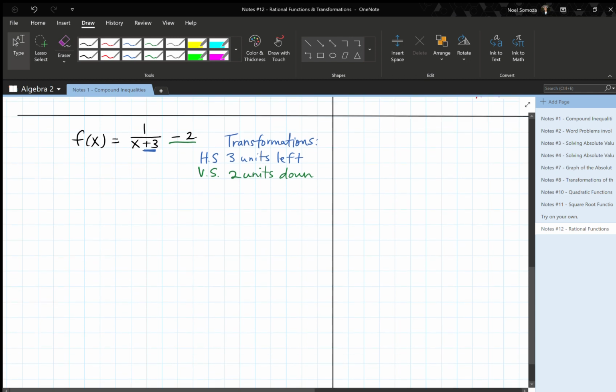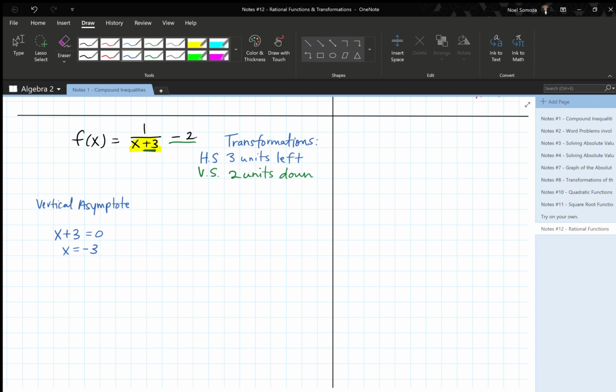Okay, so if I'm looking for the vertical asymptote here, what are we going to set equal to 0? We're going to set the whole denominator equal to 0 to help us find that vertical asymptote. So x plus 3 equals 0. Therefore, we get a vertical asymptote at x equals negative 3. Right, that makes sense because we were going to shift everything 3 units left. Well, if I shift it left, then I'm going to end up at negative 3.